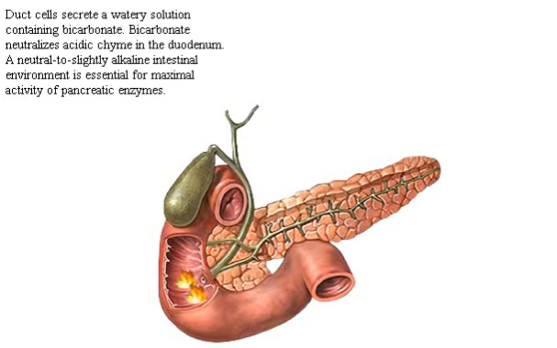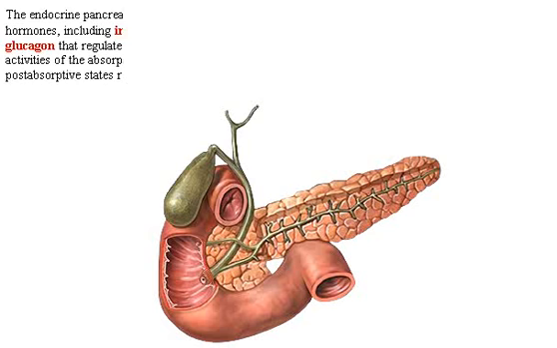Duct cells secrete a watery solution containing bicarbonate. Bicarbonate neutralizes acidic chyme in the duodenum. A neutral to slightly alkaline intestinal environment is essential for maximal activity of pancreatic enzymes. Remember that the pancreas is a mixed gland with both exocrine and endocrine secretions. The endocrine pancreas secretes hormones including insulin and glucagon that regulate metabolic activities of the absorptive and post-absorptive states respectively.